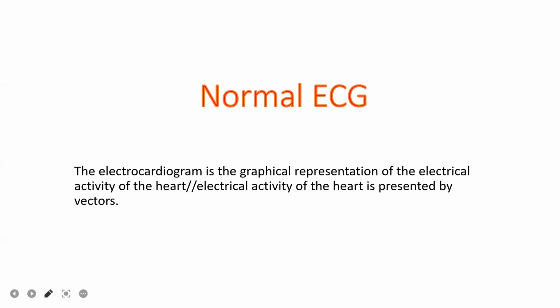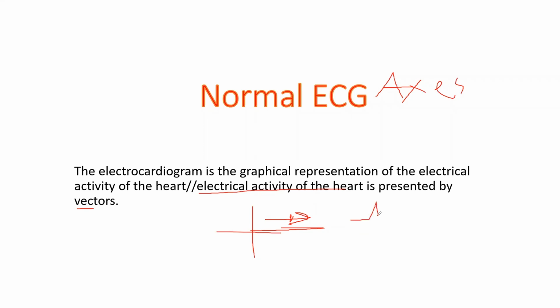ECG, it's all about axes. And the electrical activity of the heart is the vectors. The relation between the axes and the vectors will be written down on the page. It will either take this form, this, or this.